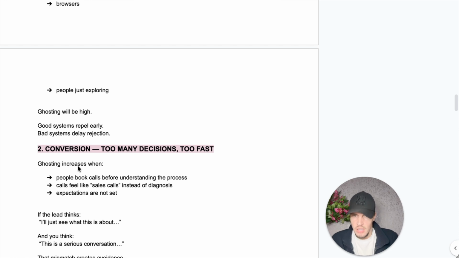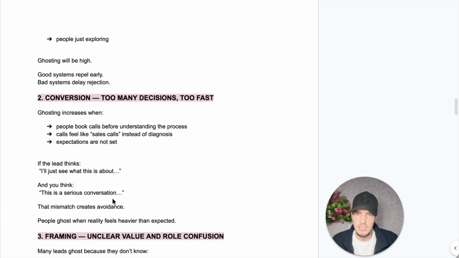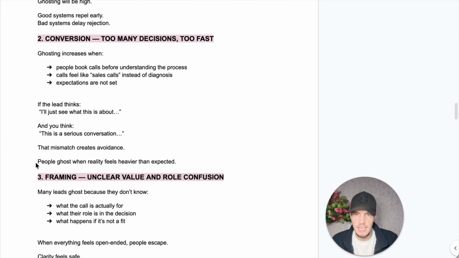So ghosting increases when people book calls before understanding the process. Calls feel like sales calls instead of diagnosis. Expectations are not set. If the lead thinks, I'll just see what this is about, and you think this is a serious conversation, it's already a mismatch that creates avoidance. People ghost when reality feels heavier than expected.